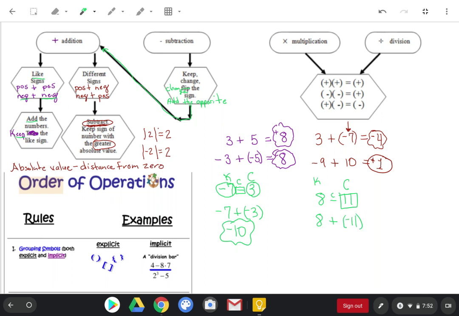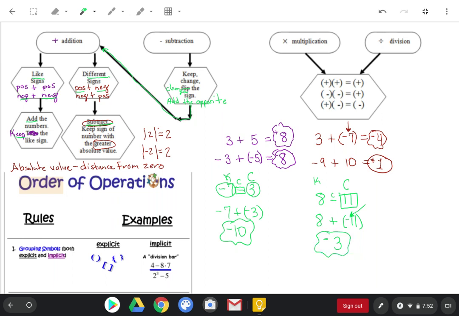Since I'm adding a positive and a negative, they have different signs. So my rule is to first subtract the absolute values of those numbers, and keep the sign of the number with the greater absolute value. If I subtract 11 minus 8 is 3. And since this negative 11 is farther away from 0 than 8, my answer is going to be negative as well. So my answer is negative 3.